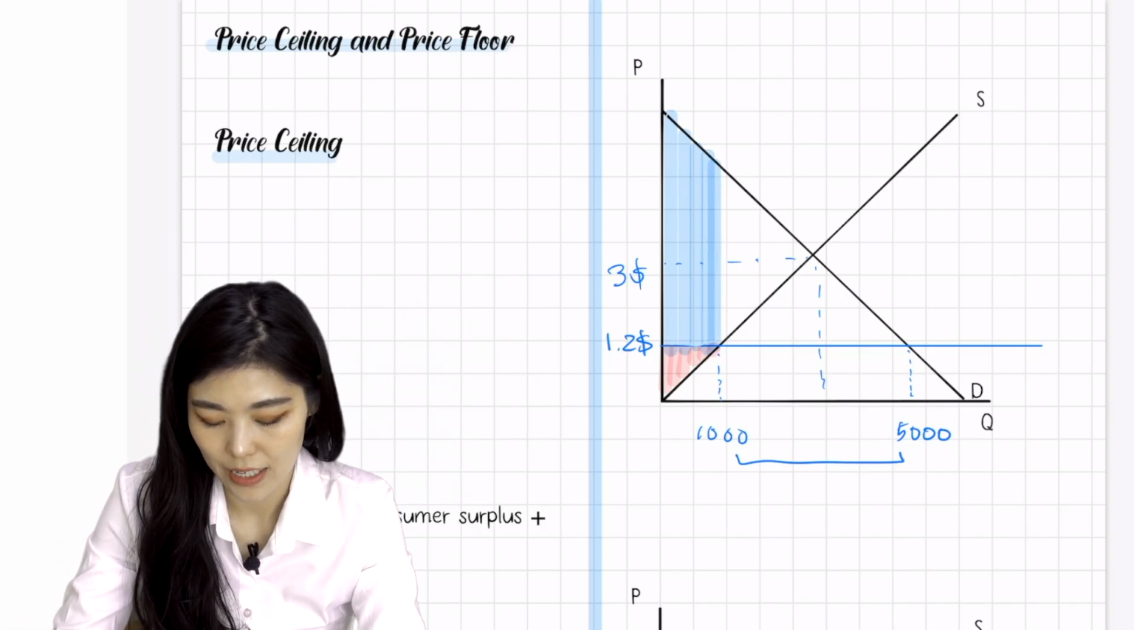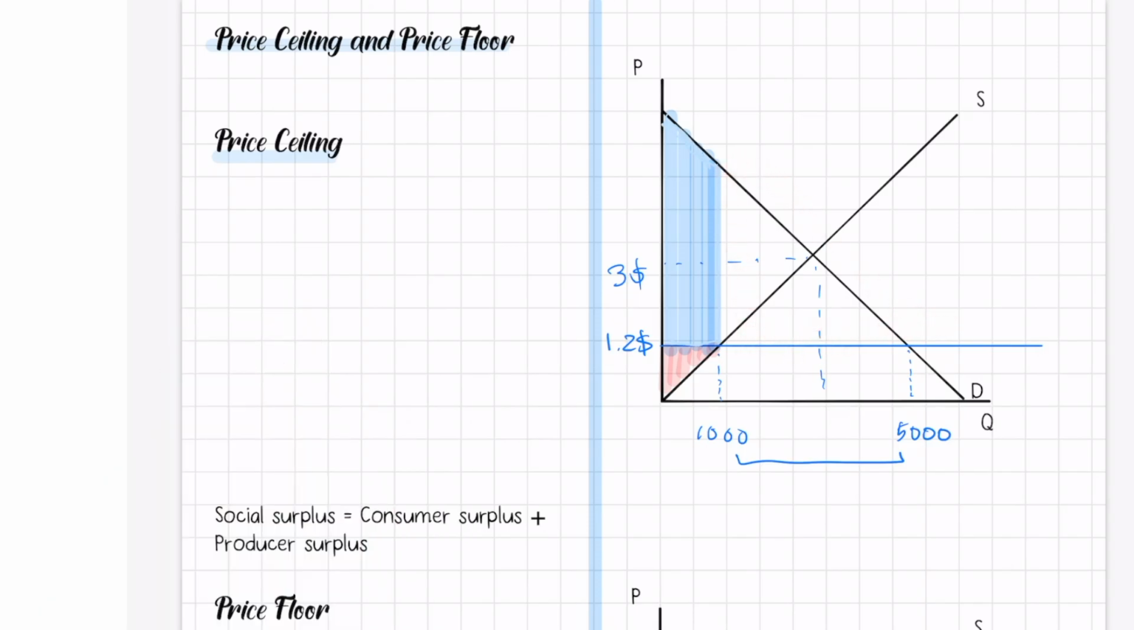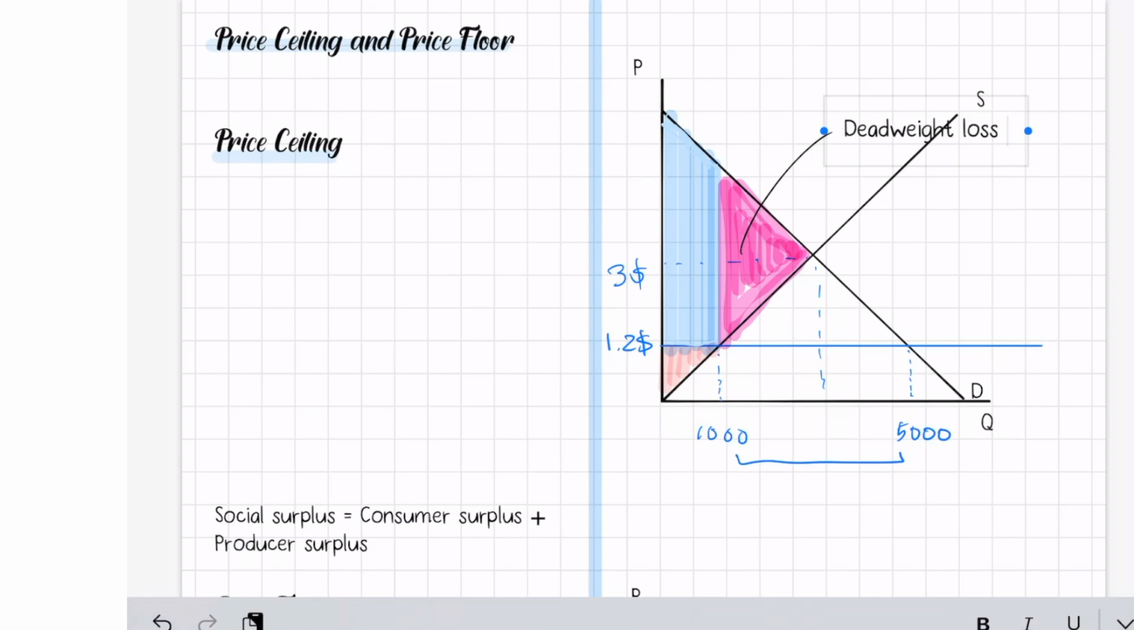It just ends here. This much is not supplied by the private sector because no one's supplying this good for the seat after $1.2. The social surplus would be the sum of producer surplus and consumer surplus. In the equilibrium price, this would be the social surplus. What happened now? Social surplus has decreased by the surplus that has been lost. This part is called the deadweight loss because it's gone because of the government intervention.